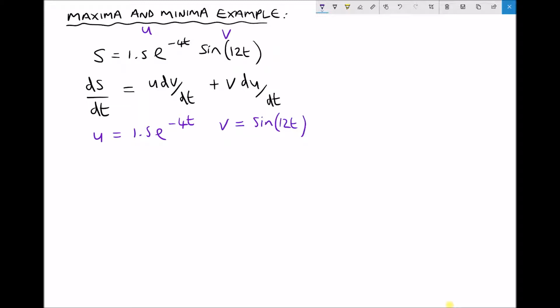But we know that we also need the derivatives of each of those with respect to t, because here in our formula we have dv by dt, and here in our formula we have du by dt. Therefore, differentiating u with respect to time, du by dt equals minus 6 e to the minus 4t. And differentiating v with respect to time, we have dv by dt equals 12 cos 12t.